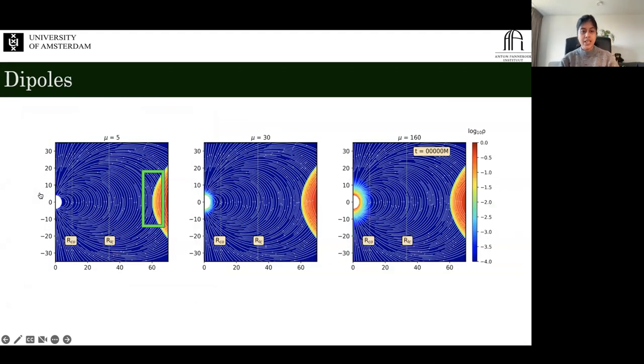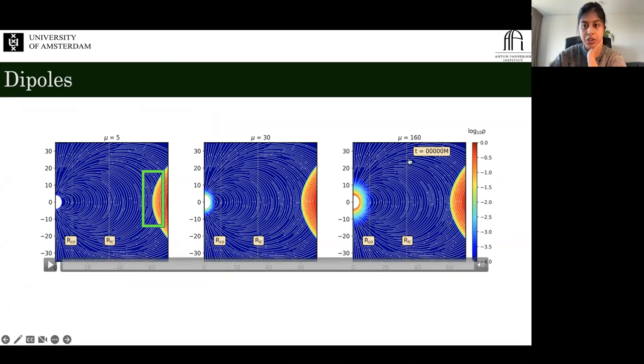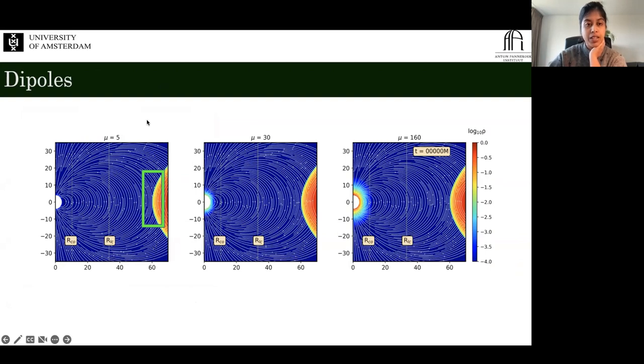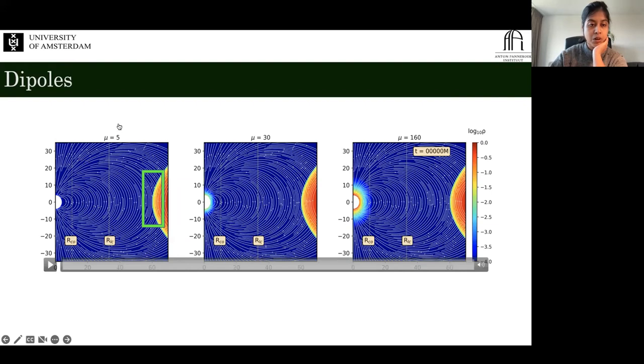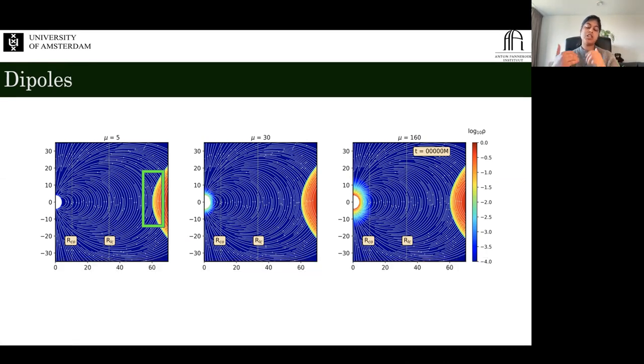So as a first case, we did the dipolar magnetic fields. Here, the different panels are showing you the cases for different stellar magnetic field strengths. The lowest one is basically this one, the middle one is an intermediate magnetic field strength, and this one is a really high magnetic field strength. And the green box here is just showing you the initial star-disk field configuration that we start off with, which is antiparallel in this case.